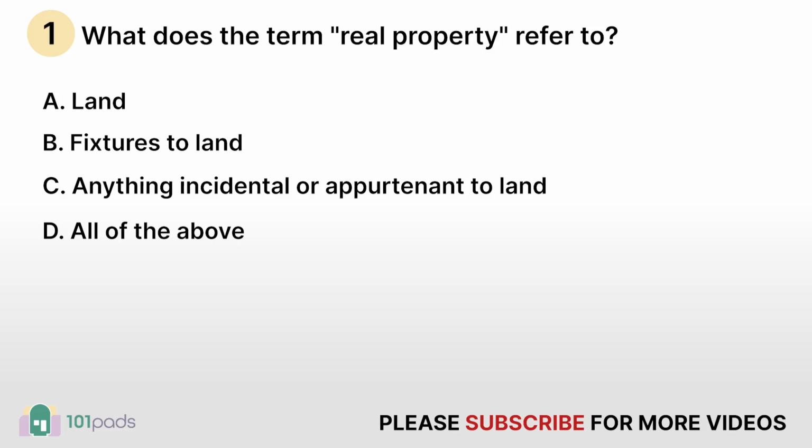What does the term real property refer to? A. Land. B. Fixtures to land. C. Anything incidental or appurtenant to land. D. All of the above.